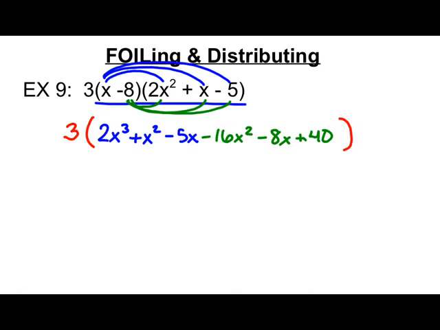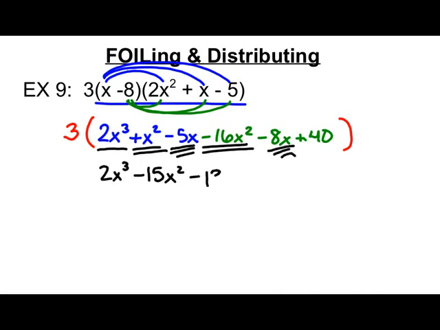Before I do that, I'm going to make my problem a little smaller by writing this in standard form. So I find my largest degree, which is an x cubed, and I list that first, so 2x cubed. Then I combine all my x squareds. 1x squared minus 16x squared is negative 15x squared. Thirdly, I do all my x's. So I have negative 5x and then negative 8x, which is a negative 13x. And then I have a positive 40. My constant on the end.